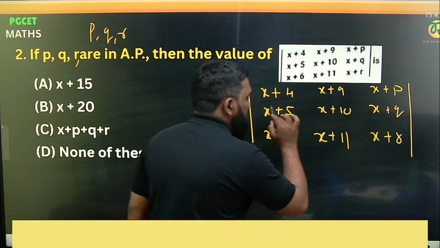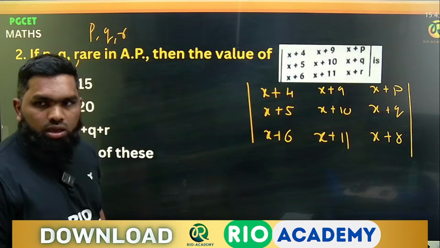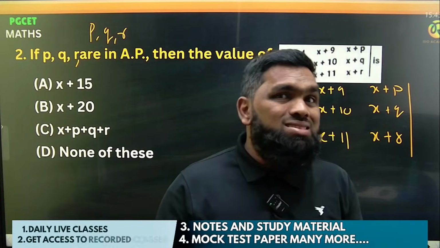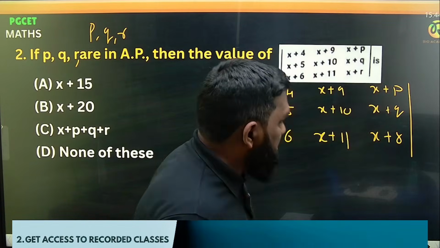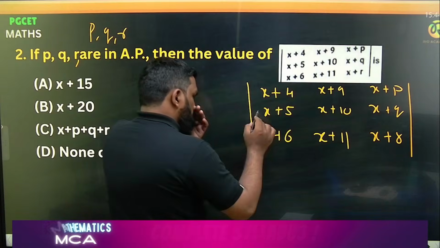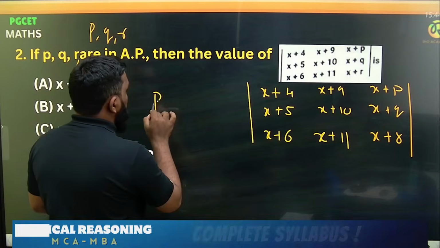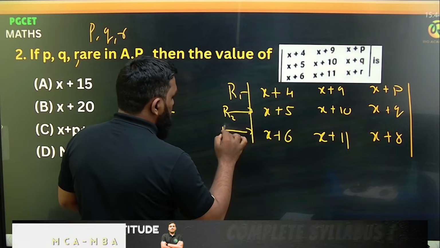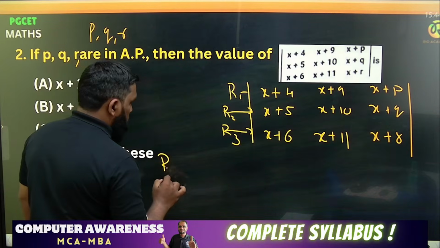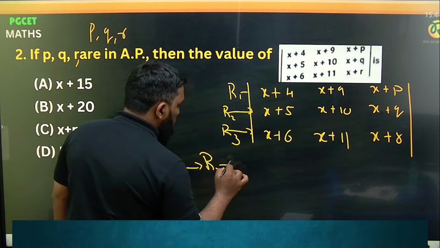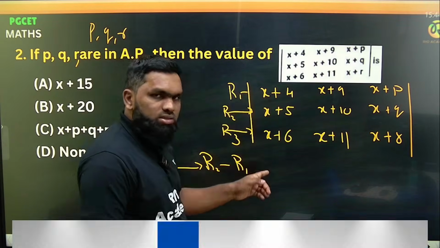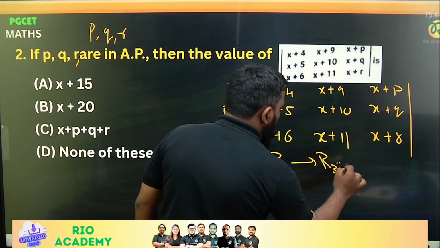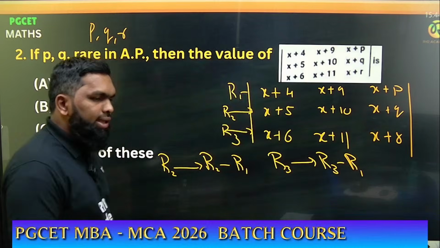First, we are going to make these terms identical. If two rows are identical, then the determinant is zero. Let's check. We have row one, row two, and row three. Row 2 changes to R2 minus R1, and similarly row 3 changes to row 3 minus R1 again.